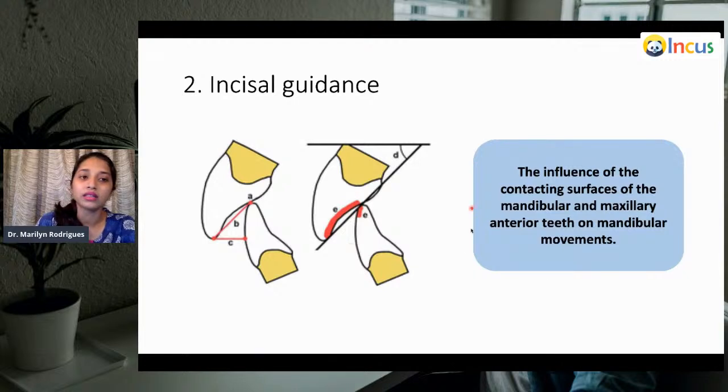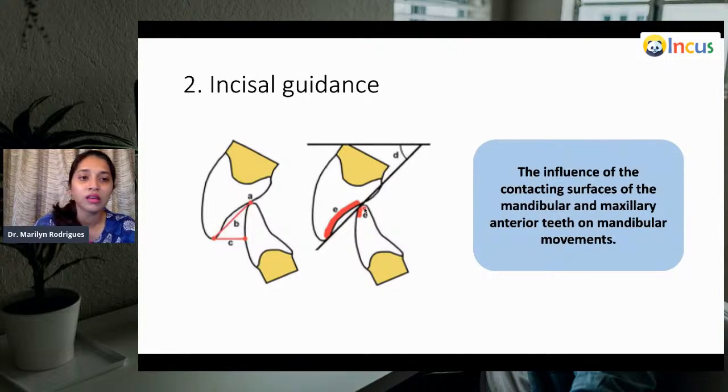Now coming to the second factor, that is the incisal guidance. It is the influence of the contacting surfaces of the maxillary and mandibular anterior teeth on mandibular movements. If you can see in this diagram here, this is the maxillary anterior tooth, this is the mandibular anterior tooth. When the mandible is protruded, it is going to glide on the palatal surface of the maxillary teeth, and this guidance is called your incisal guidance. Basically, the incisal guidance is dependent on your overjet and your overbite.